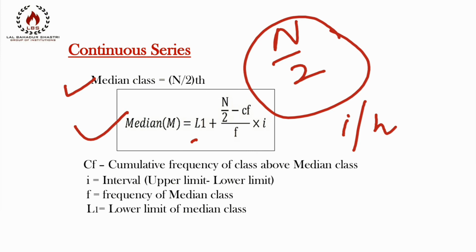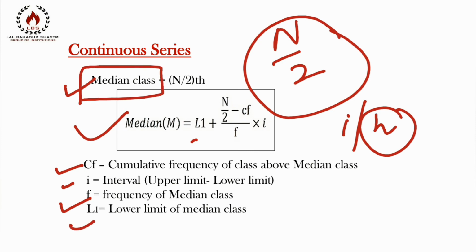Here, Cf represents the cumulative frequency of the class above the median class. Above means the class just above the median class; I will show how shortly. Interval is upper limit minus lower limit, or you can also call it h, height. F is the frequency of the median class. Median class is very important. L1 is the lower limit of the median class. Cf is the cumulative frequency above the median class. Interval is upper limit minus lower limit.